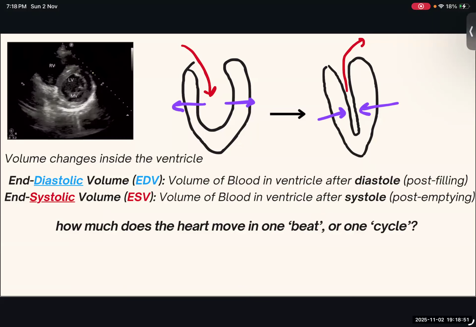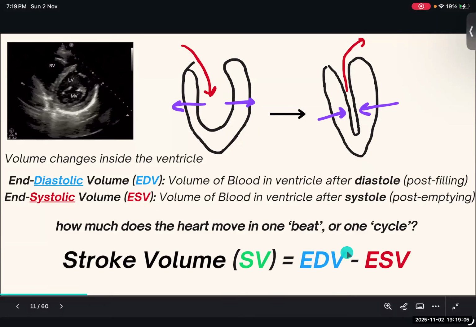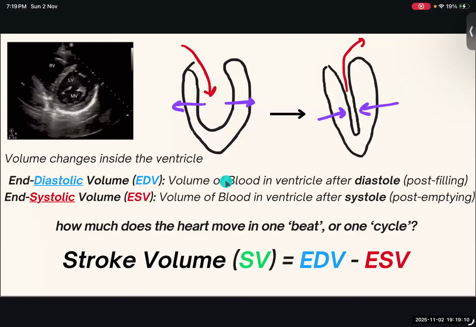Okay? Now, how much does the heart move in one beat or cycle? So again, we said in diastole we fill, and then in systole we push out. That is one beat of the heart. So how do we find out how much blood it's actually moving? It's very simple. We measure the stroke volume by doing EDV minus ESV. So the end diastolic volume is how much we put into the heart, and the end systolic volume is how much we poured out. So to figure out how much you moved, you subtract the number that you ended up with from the one that you started with.